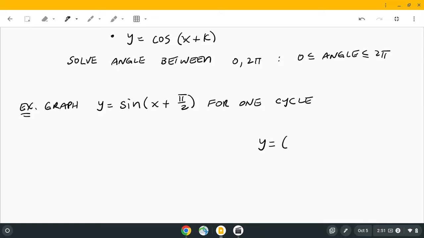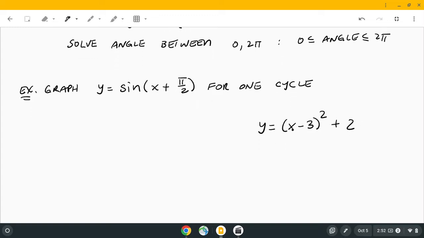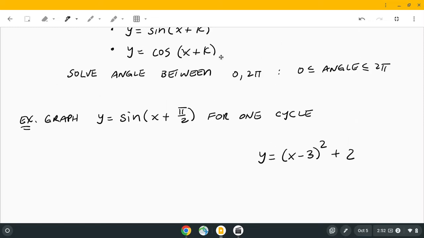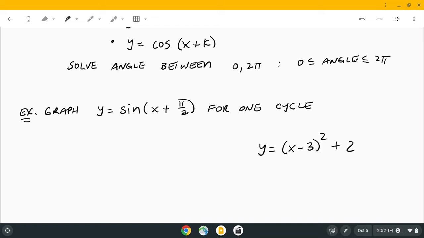Do you remember doing something like this with parent functions? Maybe you have something like this, plus 2, right? This is your parabola, and it was shifted up 2 units, and this here would mean it would shift right 3 units. Same thing here. This is going to shift the basic graph of sine x to the left pi over 2 units.